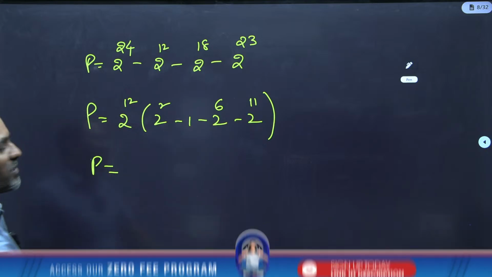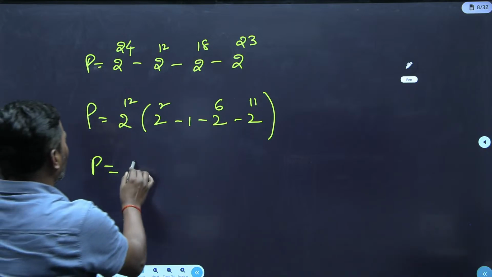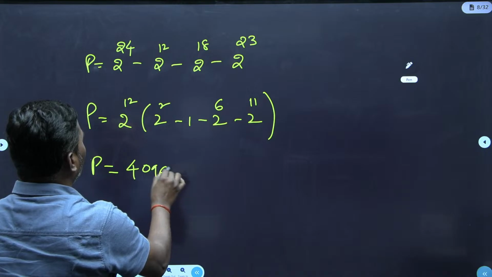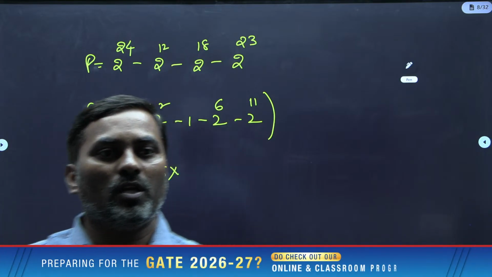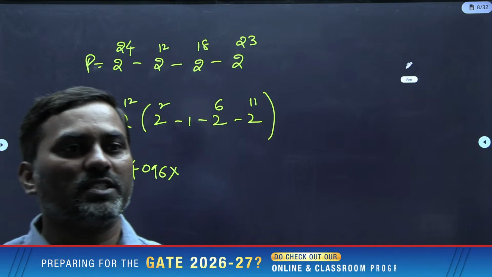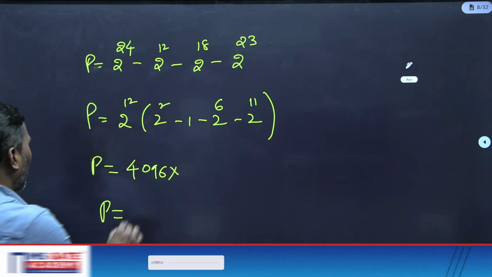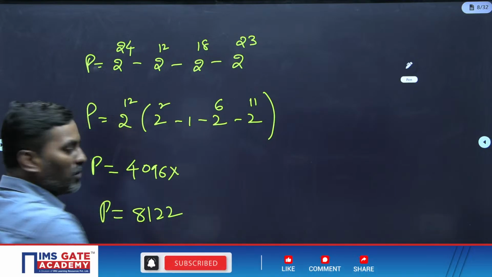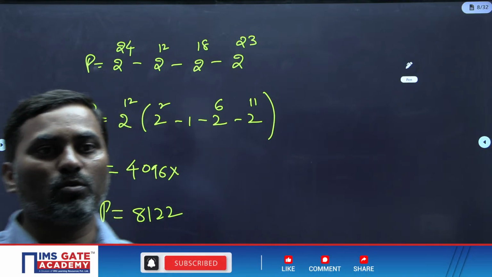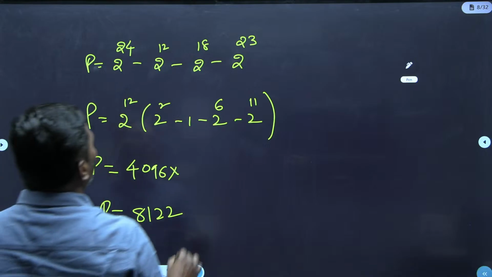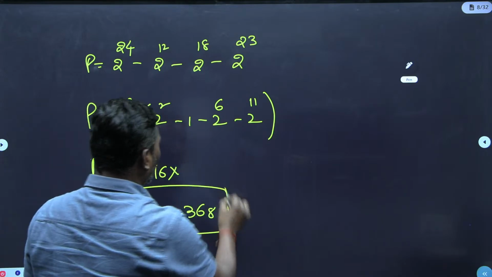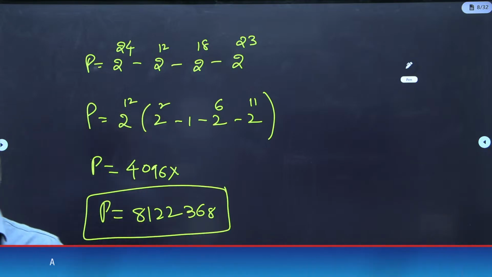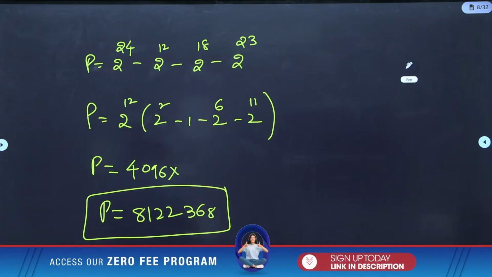P equal to, simplify and tell me. This is 4096 into something. Anyone got it? So 8122368. This one is the 0 address instruction possible count. So I hope the value is correct.